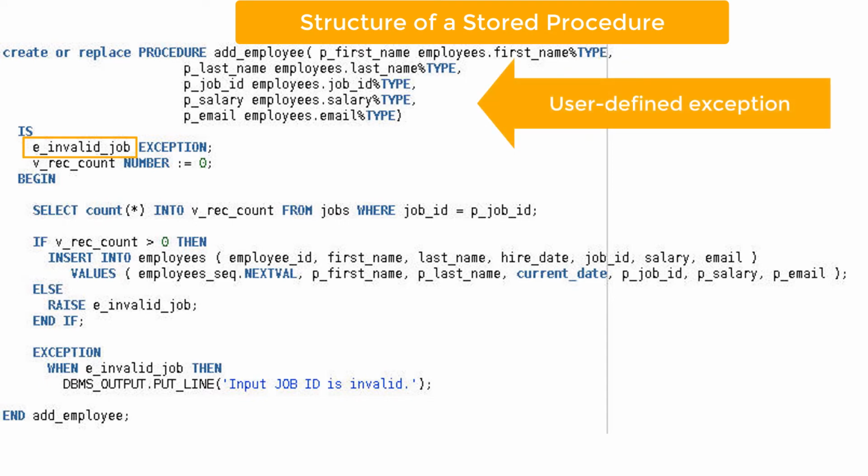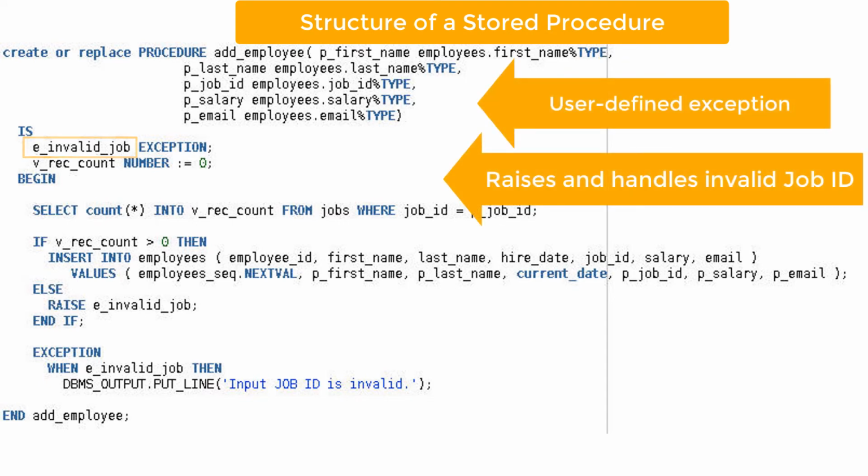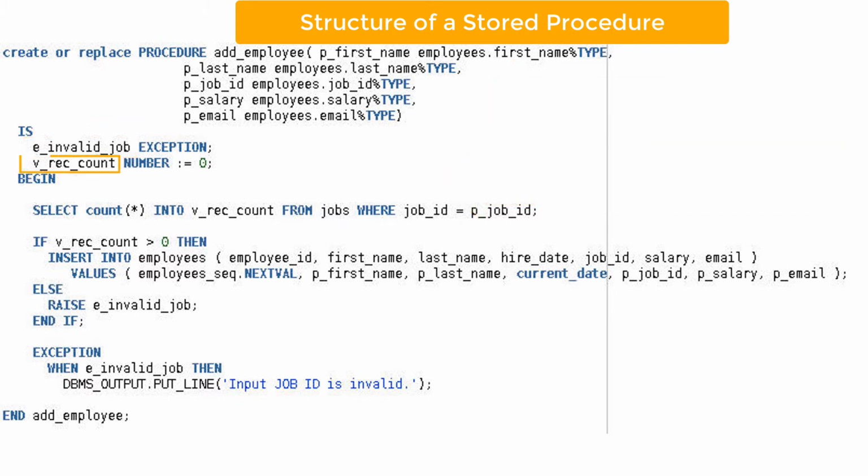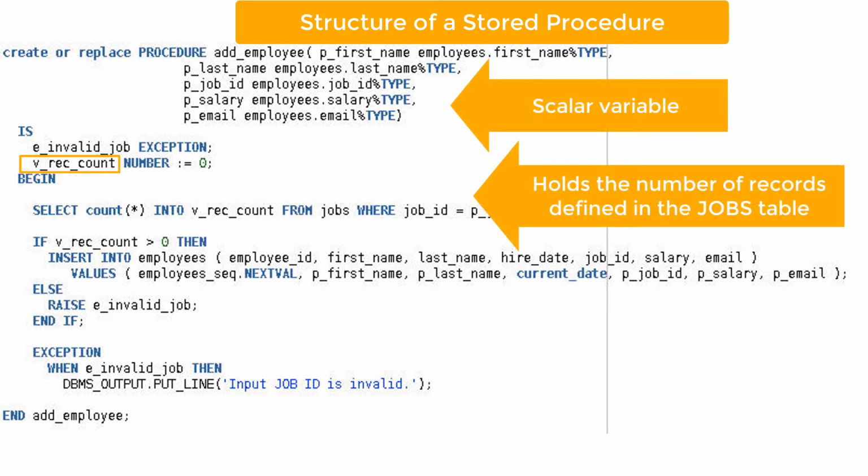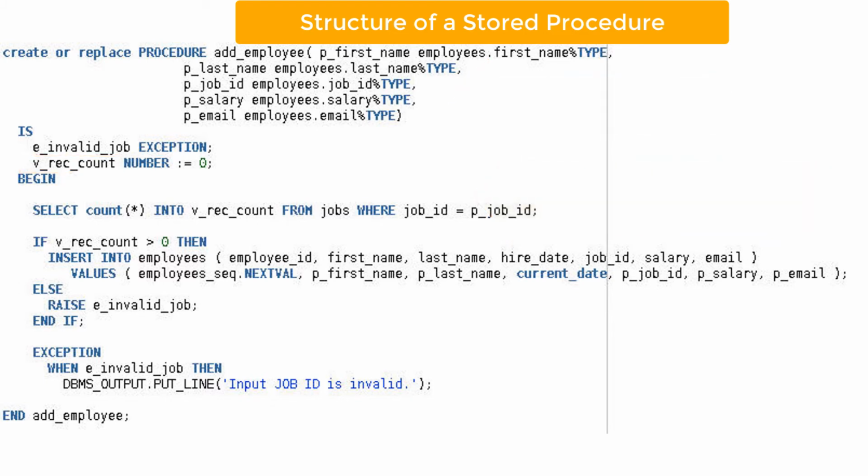e_invalid_job is a user-defined exception declared to raise and handle an invalid job ID. The v_rec_count is a scalar variable declared to hold the number of records defined in the jobs table for the input job ID. In the declarative section that begins with the keyword is, Jill creates two identifiers, that is, e_invalid_job and v_rec_count.